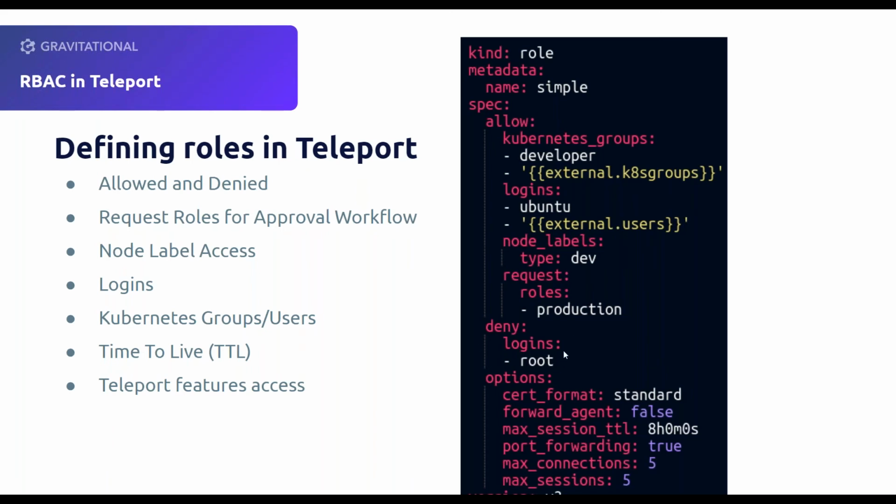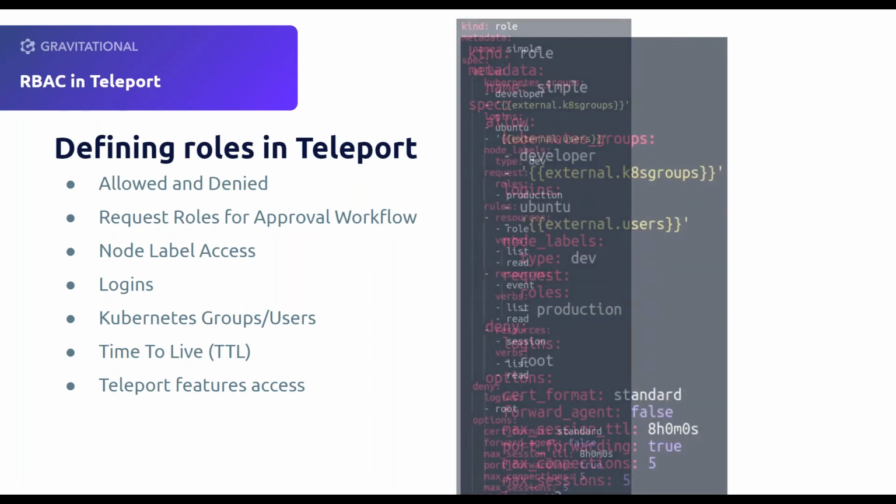Now, one thing I added here was denying. So denial takes precedence. And what I'm saying here is, well, that's great that you have a set of users coming in from the single sign-on, but I want to make sure that you didn't define root there, and that those will always be denied. So even if root is in this list, it will not be available to the user.